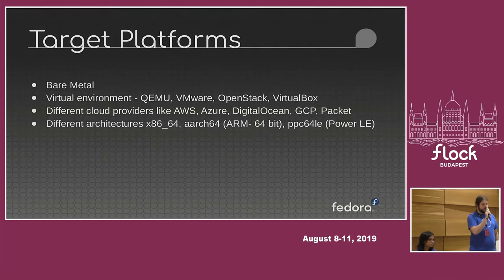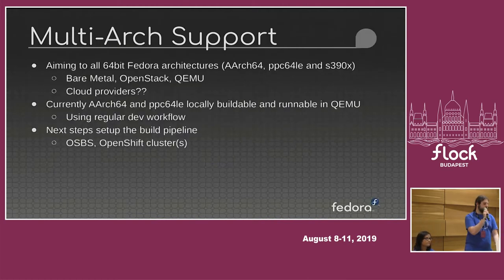Here comes my work. Currently, it's just 64-bit Intel, but I'm looking into ways, with the help of others in CoreOS, to get Fedora on other 64-bit architectures, like 64-bit ARM, PowerPC little-endian, and 64-bit mainframe. Currently I'm looking in the direction of bare metal, OpenStack, and QEMU, basically virtualization and bare boxes. I haven't looked into the cloud providers. I think it's really an open question, if there are some who would be interested in that.